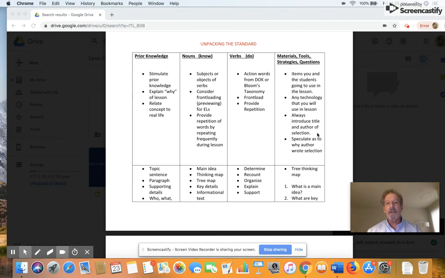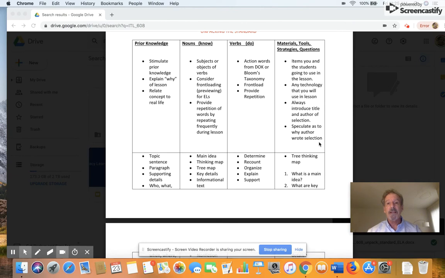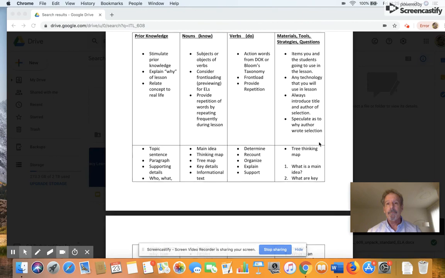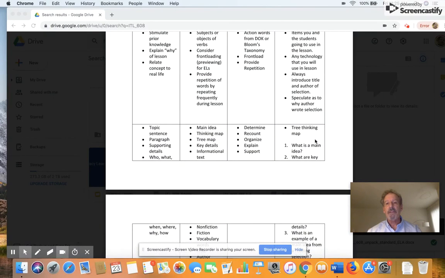Next, you want to always introduce the title and the author of the selection and show them the cover of the book before you read the book to them or before they read it to themselves or in a group. And then you want to speculate as to why the author wrote the selection. For instance, in the Titanic, he may have been a scientist who investigated the underwater remains of the ship. So the materials for this lesson basically are the tree thinking map.